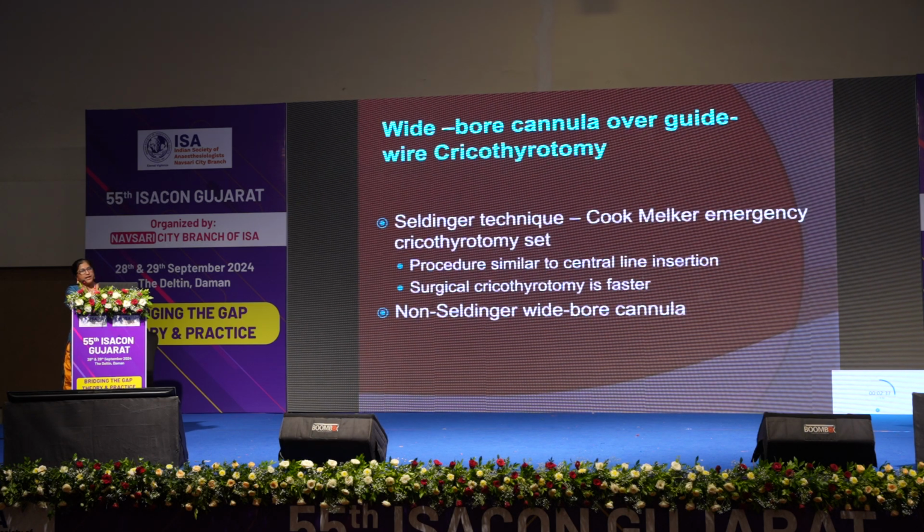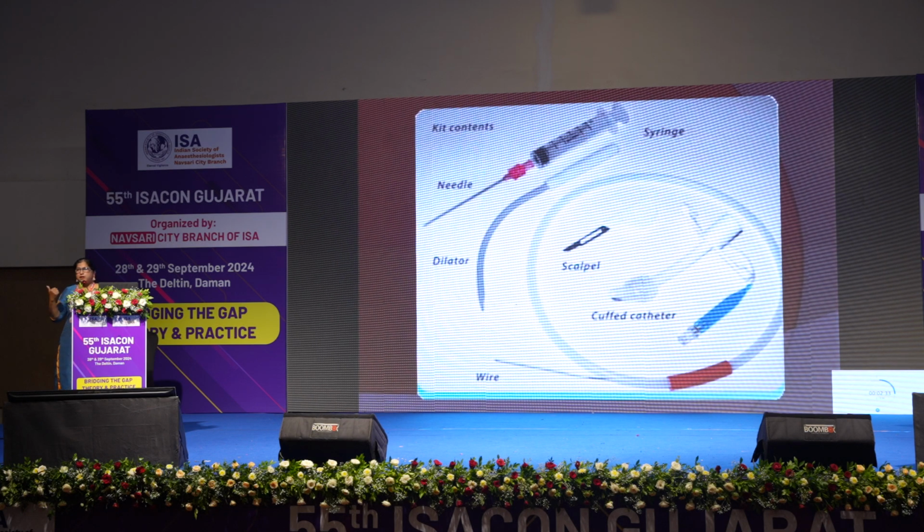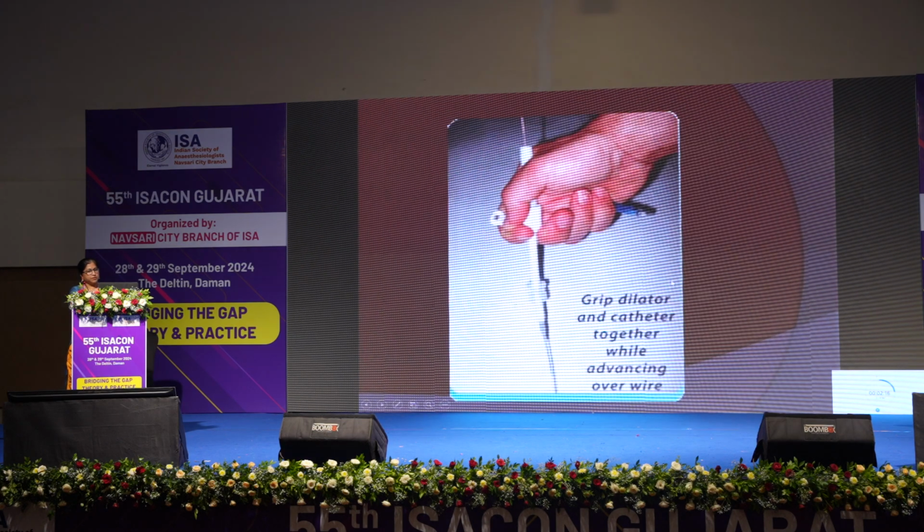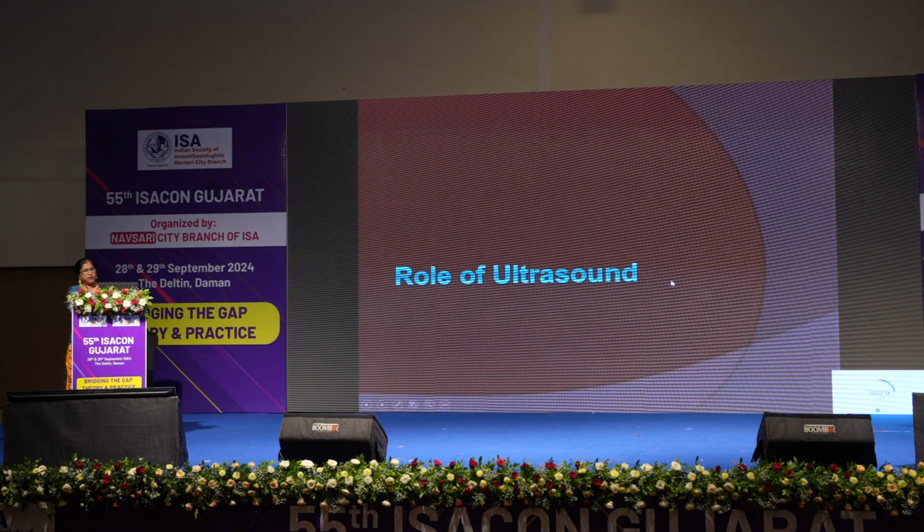There are certain wide bore cannulas like the Cook-Melker emergency kit technique. In this, the procedure remains the same, but you have a stiffer tube which appears to be like an ET tube because it has got a cuff. You can see it here, that the tube is with a cuff, but this is only 5 mm in diameter. So this is also one way you can do.